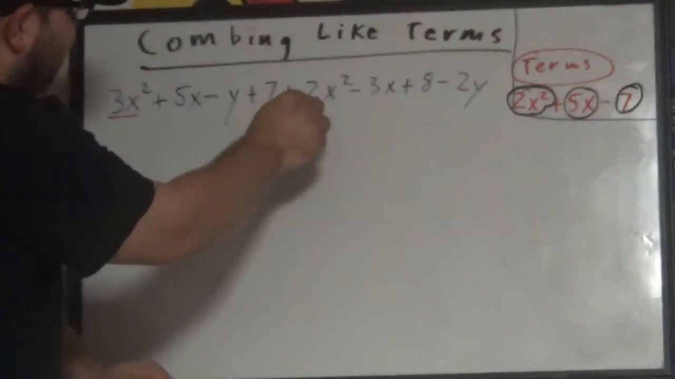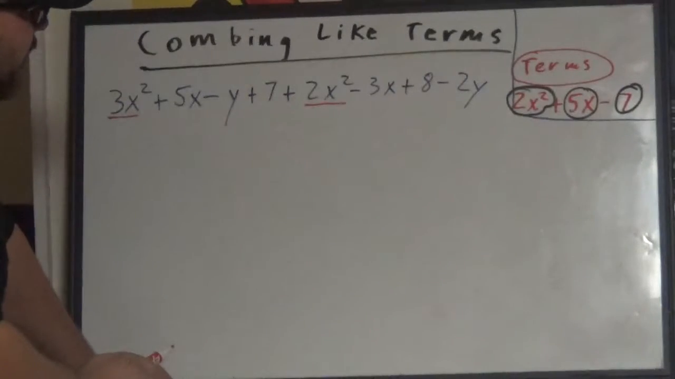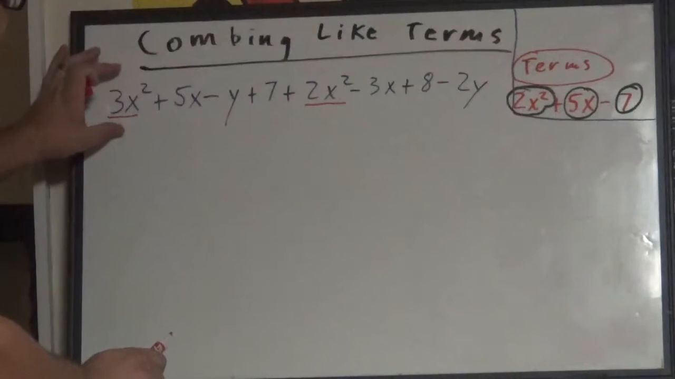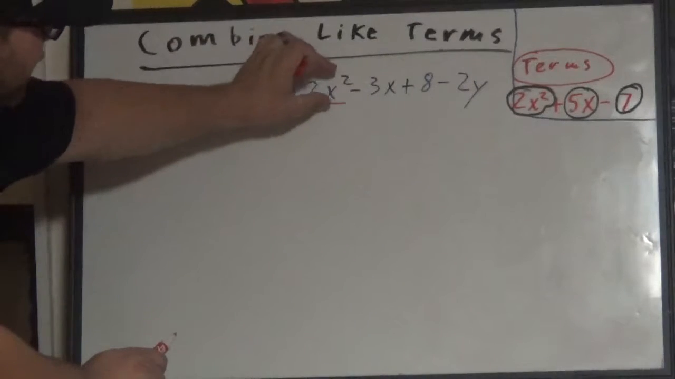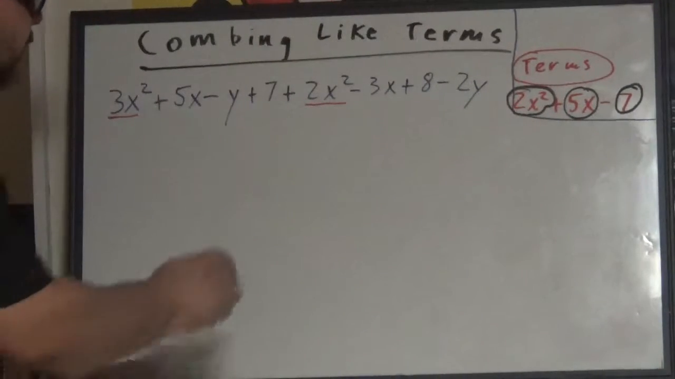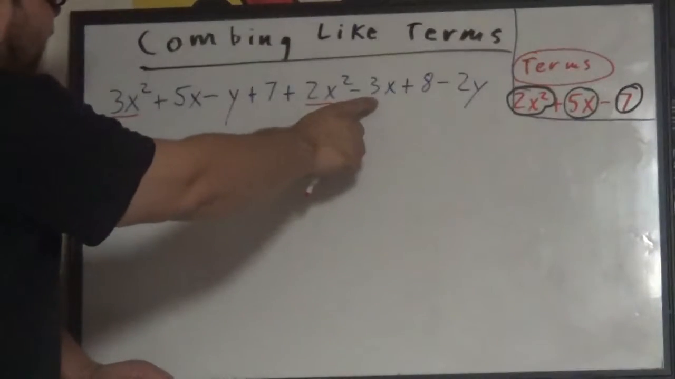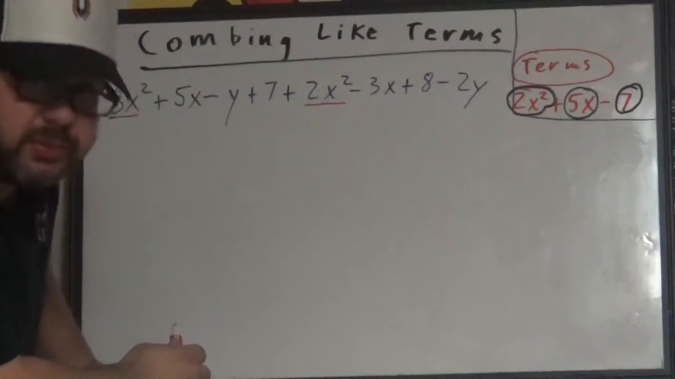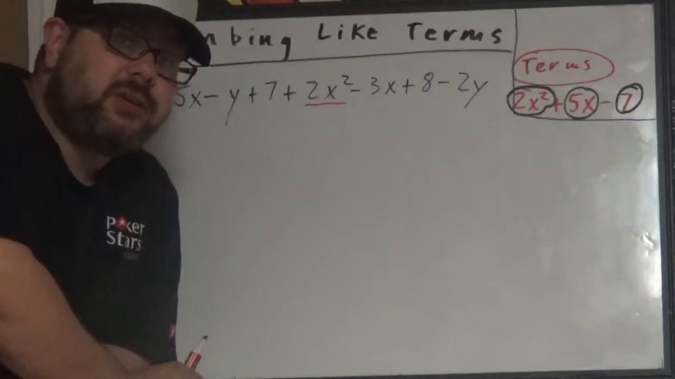Next, I have 2x to the second power. Well, that one can be combined because it's got an x and it's to the second power. Those are like terms. Here we have a 3x, and you notice we have 3x squared and here's a minus 3x. Those are not like terms. A lot of times students get those confused. Try not to get that.